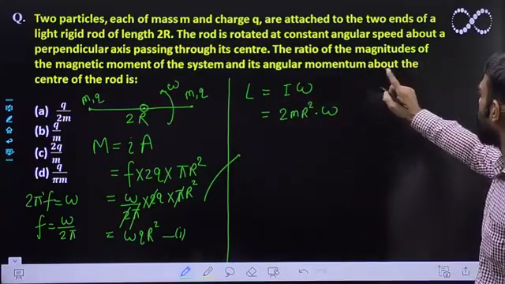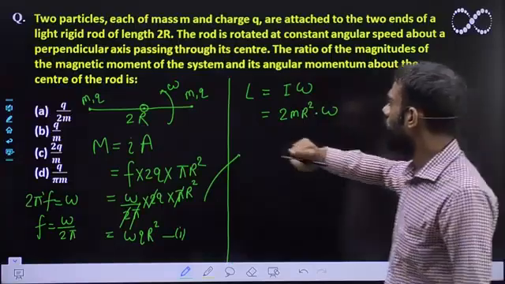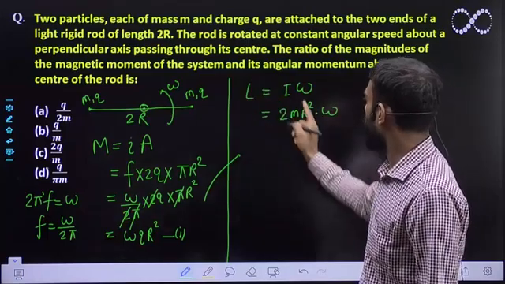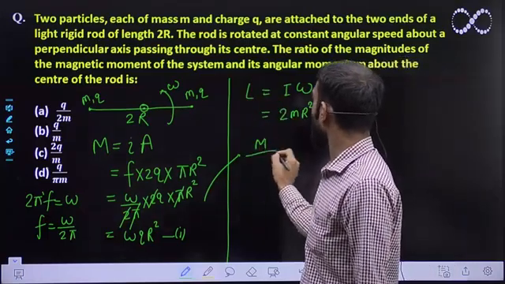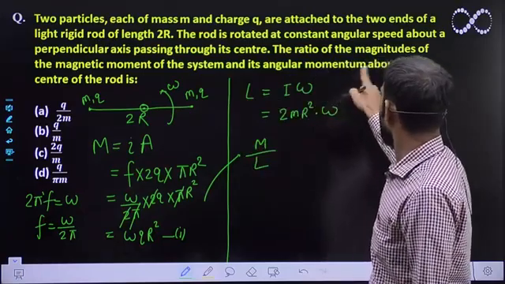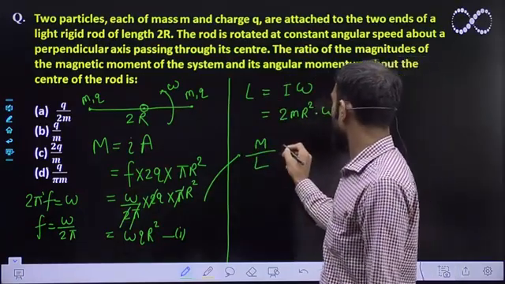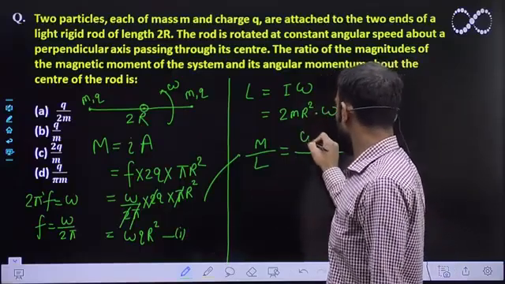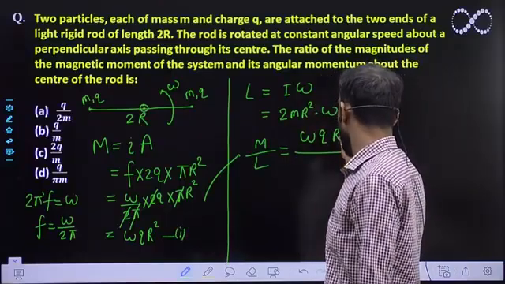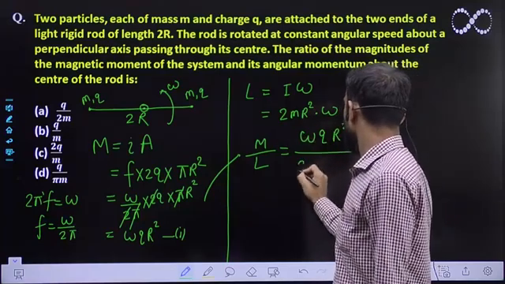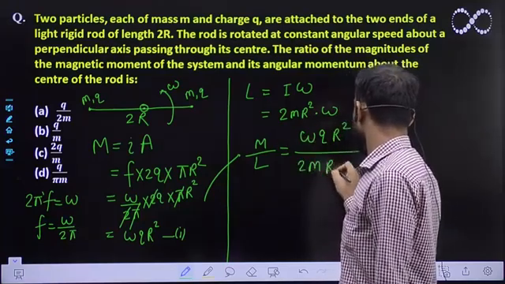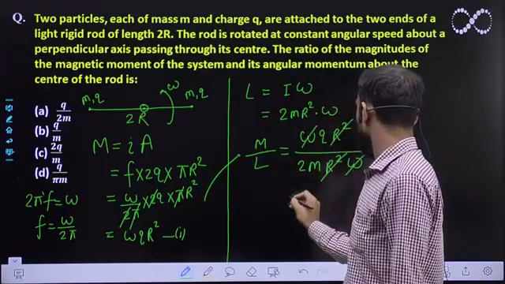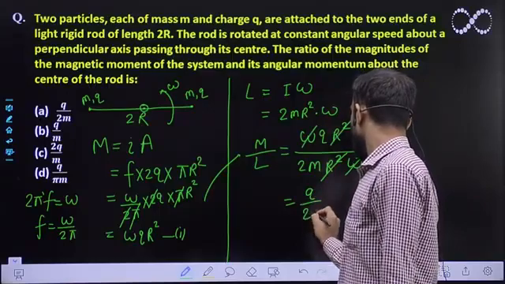Now it is asking the ratio of magnitudes of magnetic moment of the system and its angular momentum about the center of rod. So M upon L you have to find. So magnetic moment is, from equation 1, omega q r square, and this becomes 2 m r square omega. So omega will get cancelled out, r square will get cancelled out, and you are getting the answer q upon 2m.